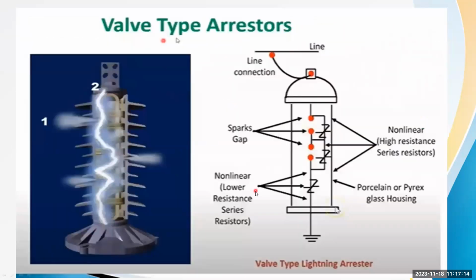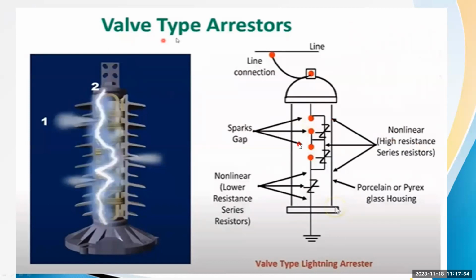So this is the valve type lightning arrester. The top is connected to the transmission line, and the other side is connected to the ground. This is called the spark gap, and this is called nonlinear resistance, series resistors, high series resistance, all inside a porcelain or Pyrex glass housing. Like this.